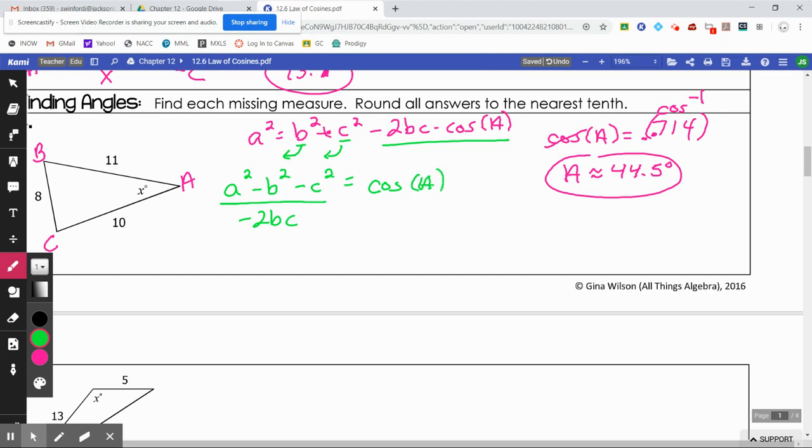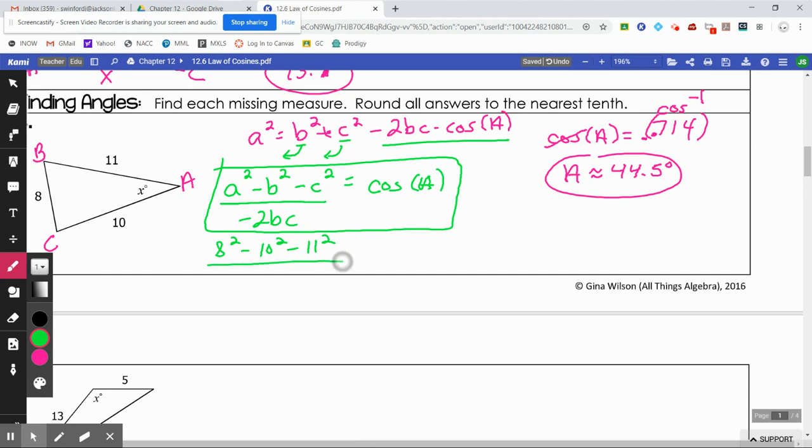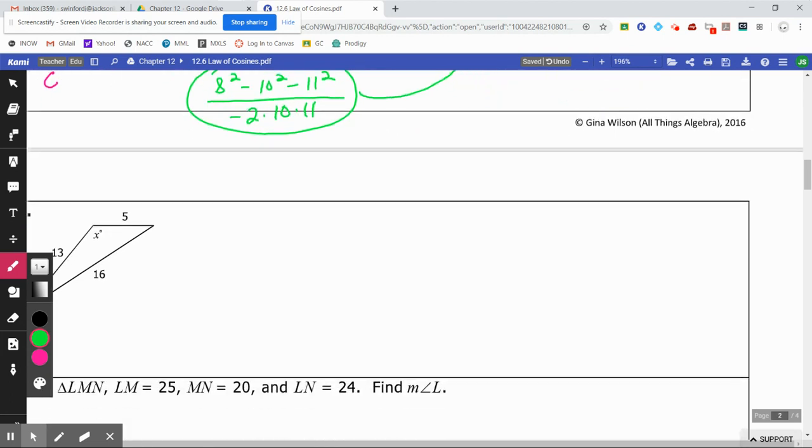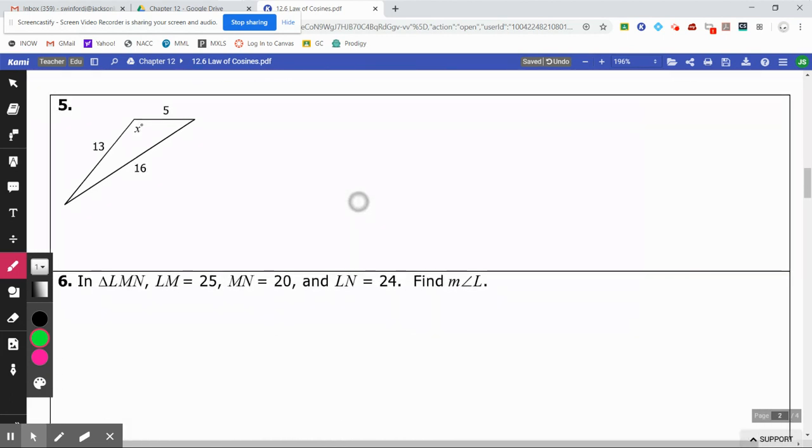So if you wanted to, look, I've got cosine of A solved now. You could take A, B, and C, which are now, let's see, what was it, 8, 10, and 11, and plug it into that. 8 squared minus 10 squared minus 11 squared. And you could type that into your calculator. And on bottom, you have negative 2 times 10 times 11. You type that into your calculator, divide the two, and guess what? You get that 0.714 going straight to it instead of having to solve an equation. But I am going to actually use the equation on the next few just to get you used to it.